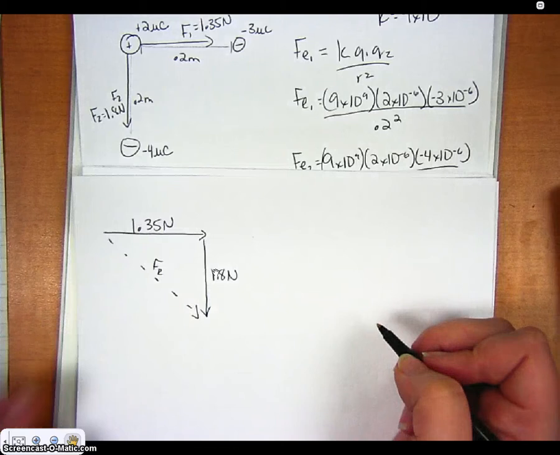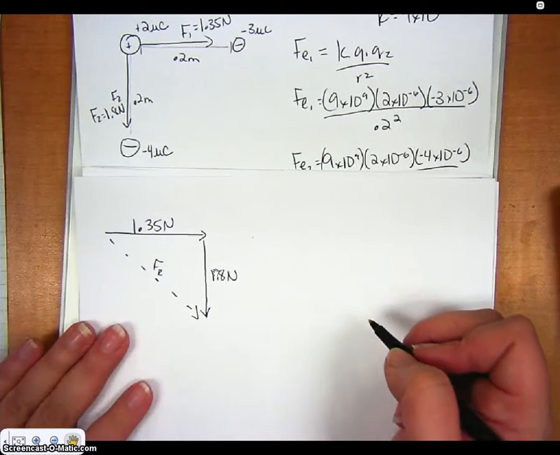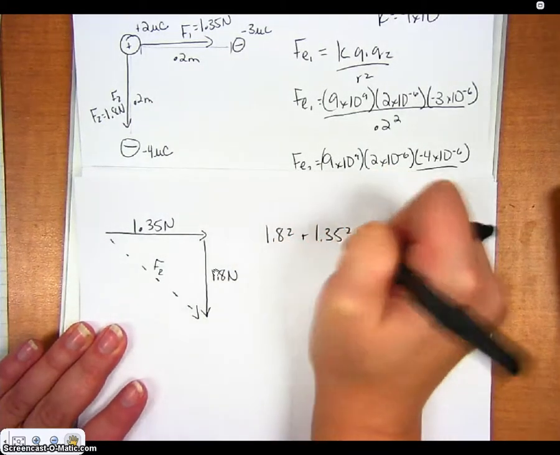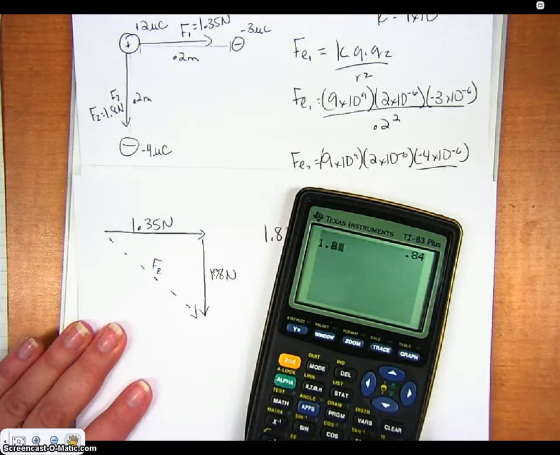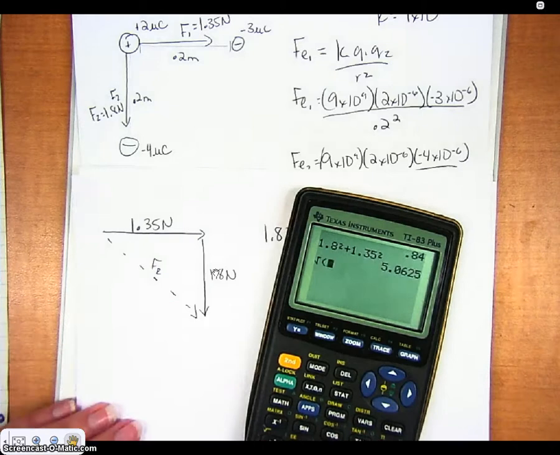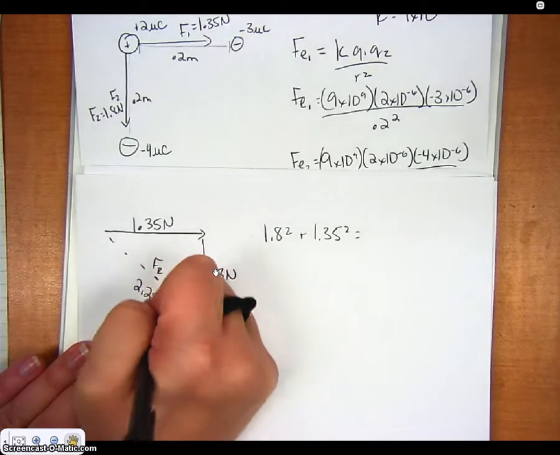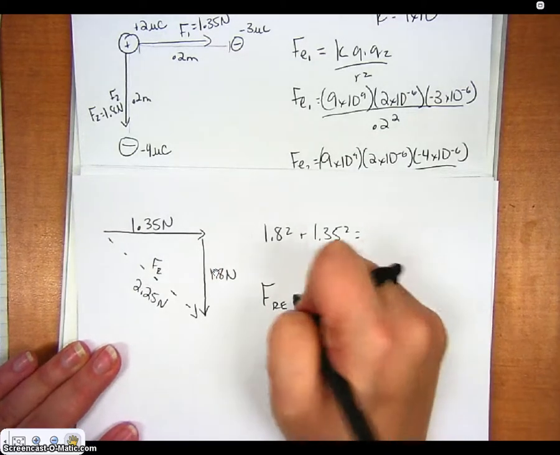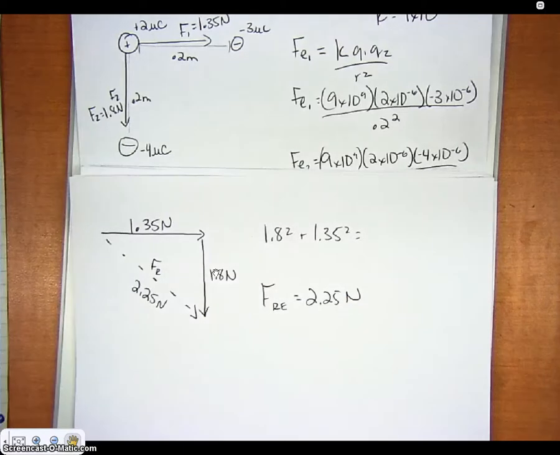So in order to solve for this, I not only need to solve for the magnitude, but I also need to solve for the direction. So it's the hypotenuse of a right triangle, so we just use Pythagorean theorem to figure out what it is. So 1.8 squared plus 1.35 squared, second square root, second answer, 2.25. So the resultant electric force is 2.25 newtons.